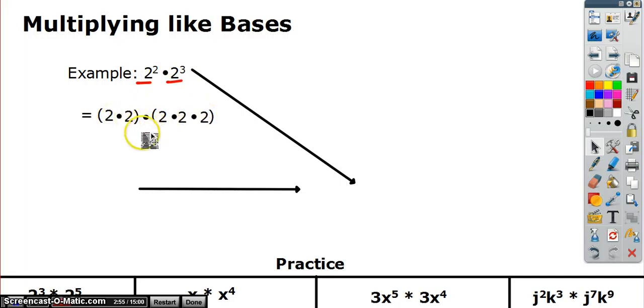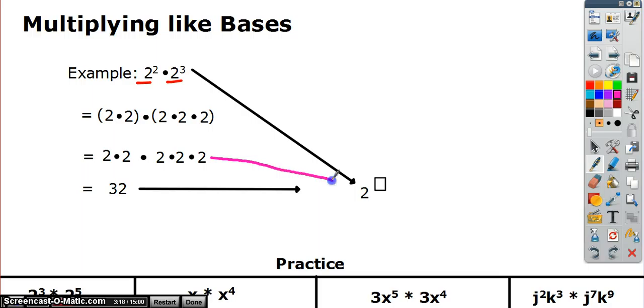We can get rid of the parentheses because they're not really necessary since all we're doing is multiplying everything together. And then I have 2 times 2 times 2 times 2 times 2, which if you multiply that all out is 32. But what I'm more interested in is what would that look like as an exponential? I want to look at what this would be as an exponent. And there's 1, 2, 3, 4, 5. 2 to the 5th.